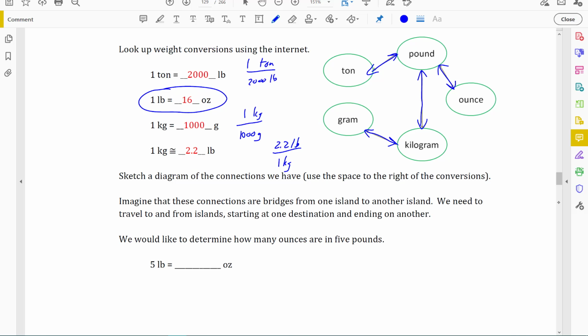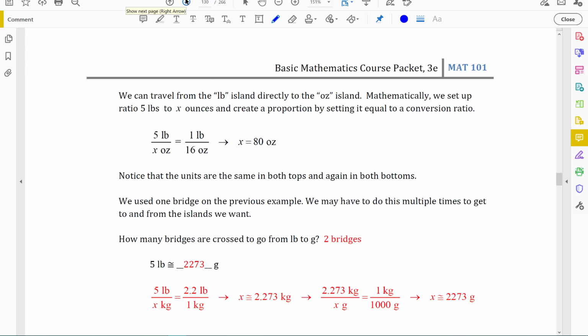We can write 16 ounces over 1 pound. We can write it whichever way that we need to. In this case, since the fraction on the left has pounds in the top, the fraction on the right should have the same. And since the fraction on the left has ounces in the bottom, the fraction on the right should have the same. This gives us a proportion. We solve it the normal way. 5 times 16 divided by 1. We find out that our x is equal to 80 ounces. And you've just converted pounds to ounces.